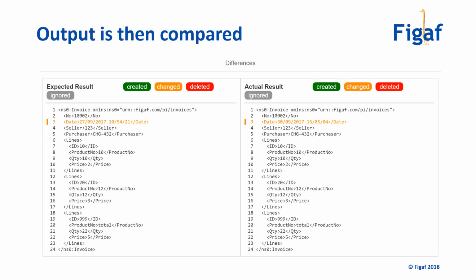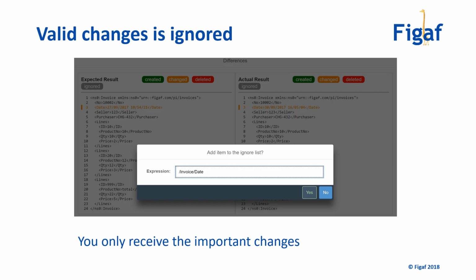Then you want to compare the output and want an easy way to figure out what are the differences, so we provide this UI for it. And if you know, okay, this date is being changed every time, you just want to ignore it, you can simply just click on it. It will give you an XPath expression, and once you say add, next time you're running this test, this would not be seen as an error. So you would only see the things that really matters, and the same is true for dynamic attributes.